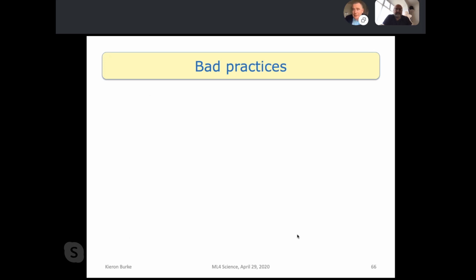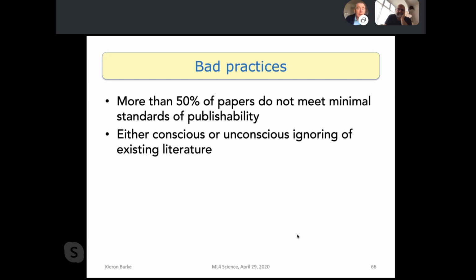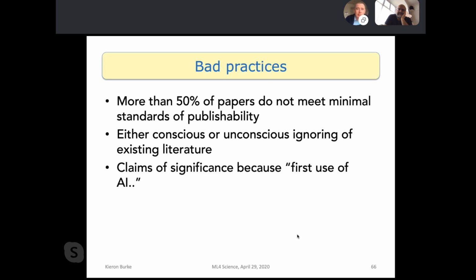So, bad practices, right? This is a very popular thing. And so people are in a hurry to get things done. It's the method of the day. I would say at least 50% of the papers that get sent to me do not meet minimal standards by any stretch of the imagination. There's lots of conscious or unconscious ignoring of existing literature. People are working fast, submitting stuff, right, and they don't have time to digest what's already gone on.